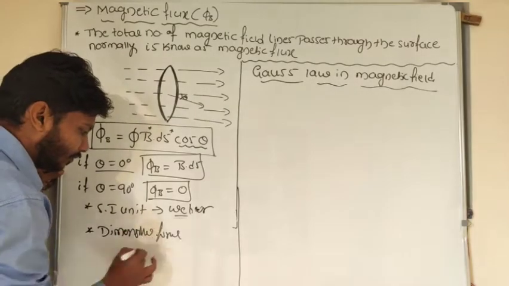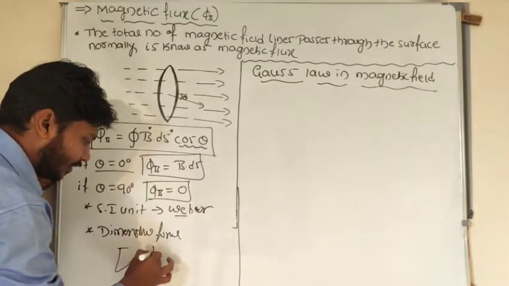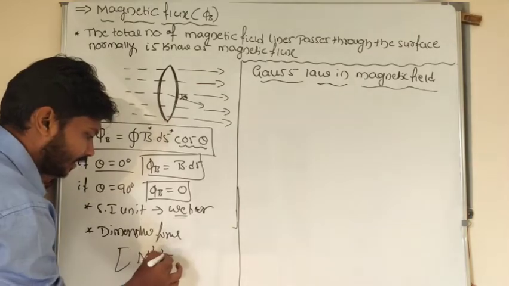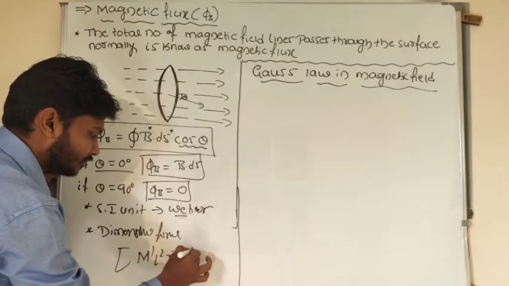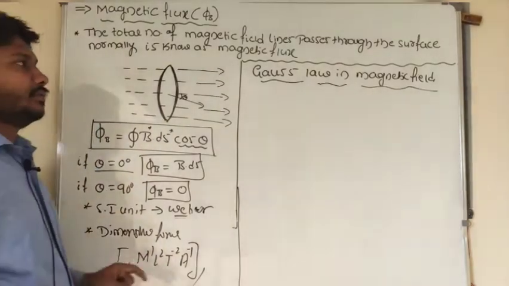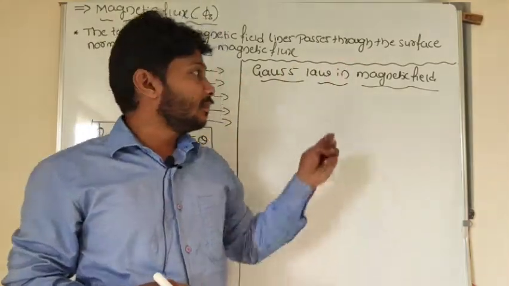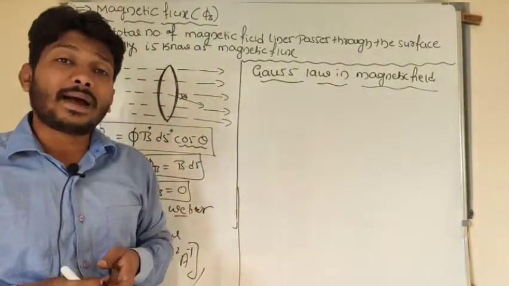Dimensional formula. What is the dimensional formula? M to the power of 1, L to the power of 2, T to the power of minus 2, A to the power of minus 1. Okay, so now we'll discuss Gauss law in case of magnetic field.